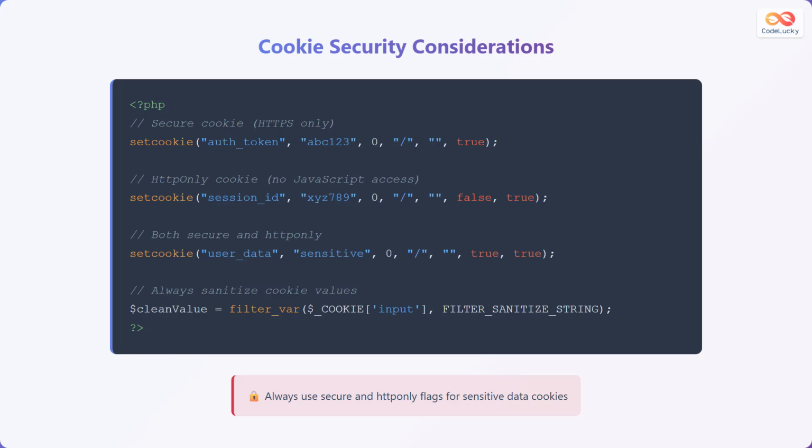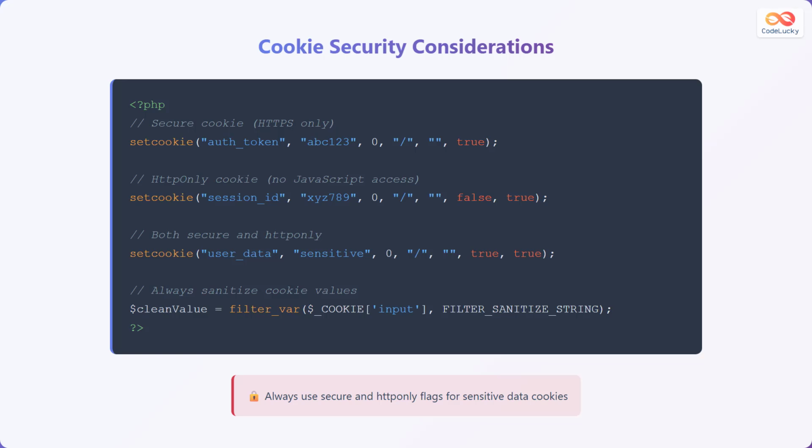The third argument is the expiration time, which is set to 0, meaning the cookie will expire when the browser is closed. The fourth argument is the path, which is set to /, meaning the cookie is available to all pages on the website. The fifth argument is the domain, which is left blank, meaning the cookie is only available to the current domain. The sixth argument is secure, which is set to true, meaning the cookie is only sent over HTTPS.